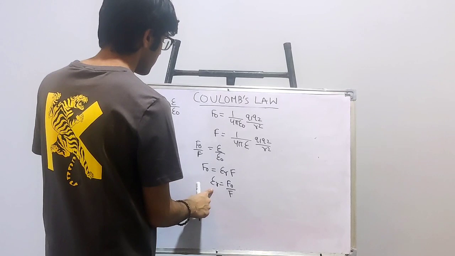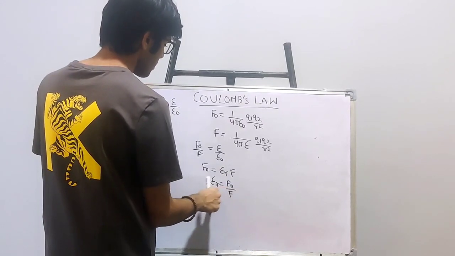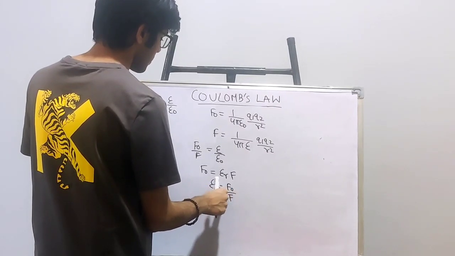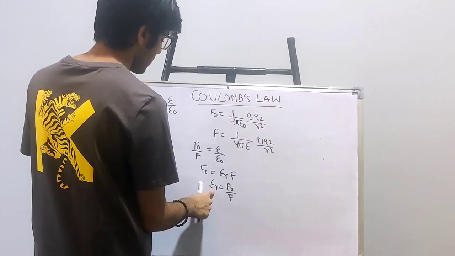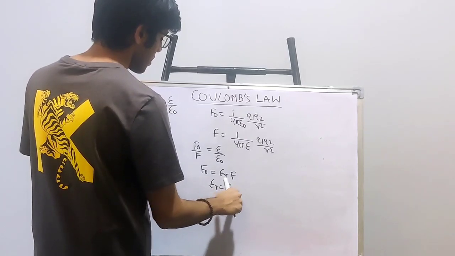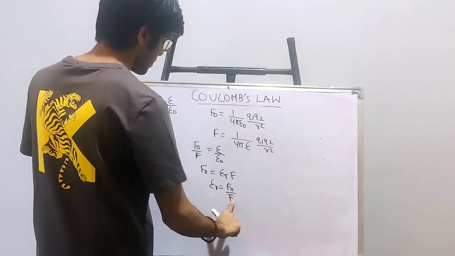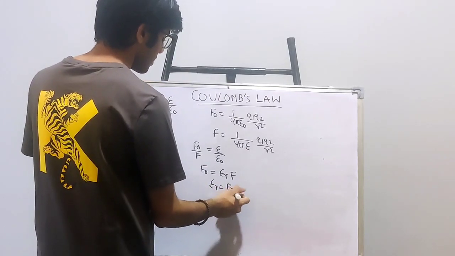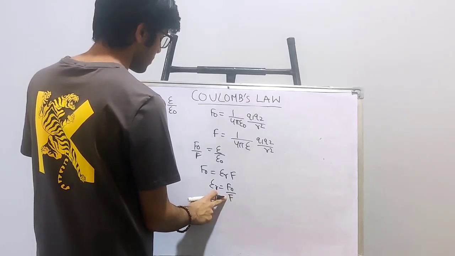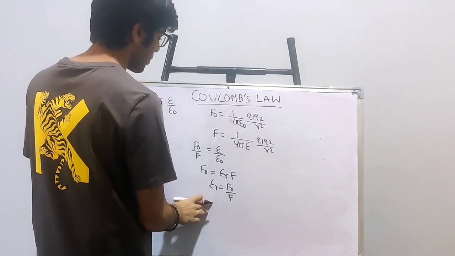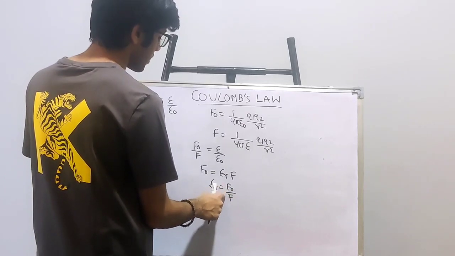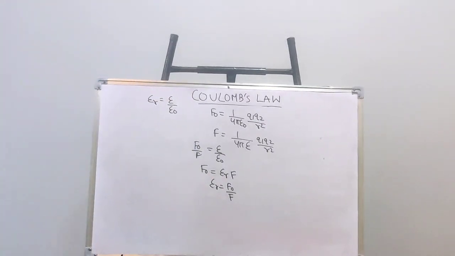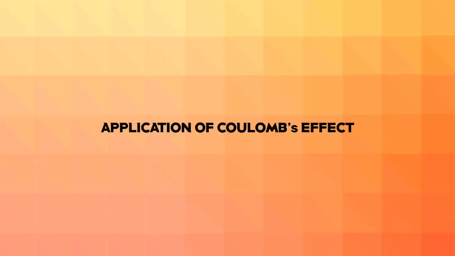So this is the relative permittivity of a medium, and it is the ratio of the electrostatic force in free space to the electrostatic force in a particular medium. Now you can see that it will have no dimensions or units. It is a unitless and dimensionless quantity, because in the numerator and denominator both are forces, so they will just cancel out each other. Now let us see some applications of Coulomb's law.